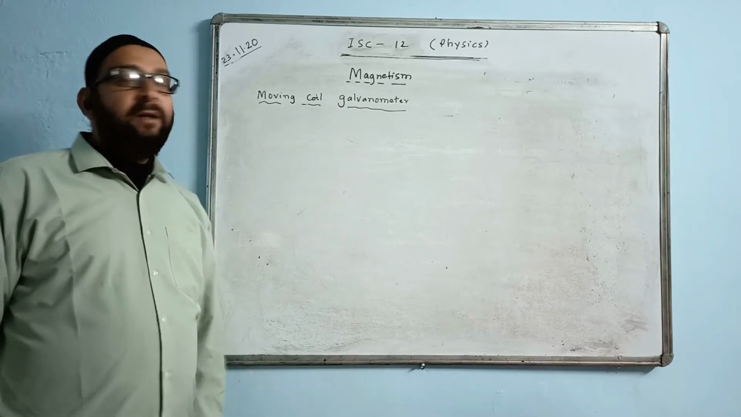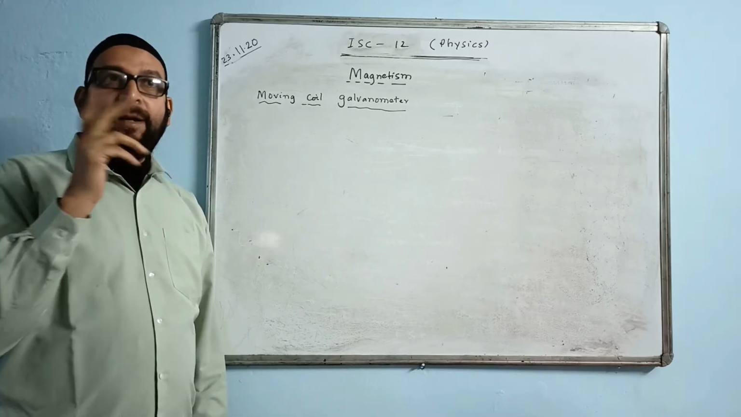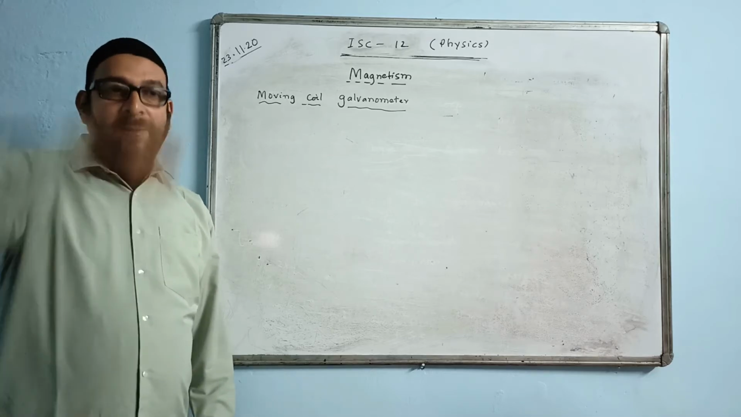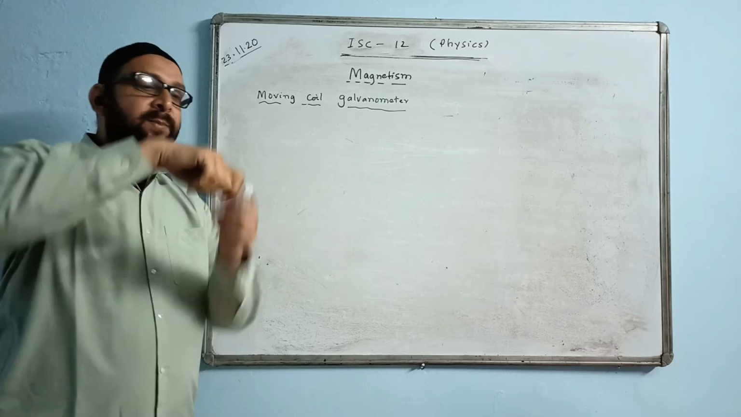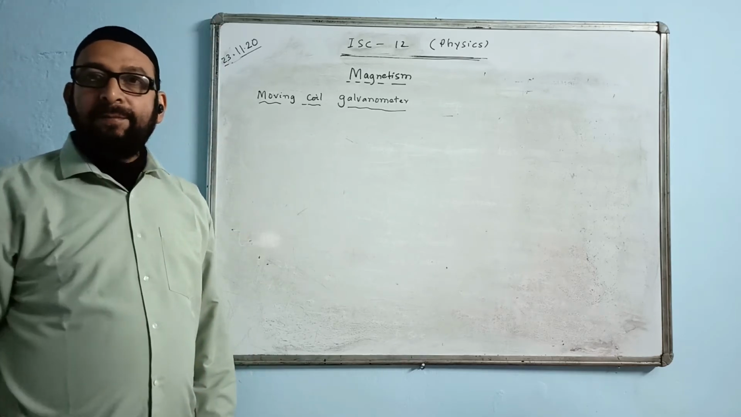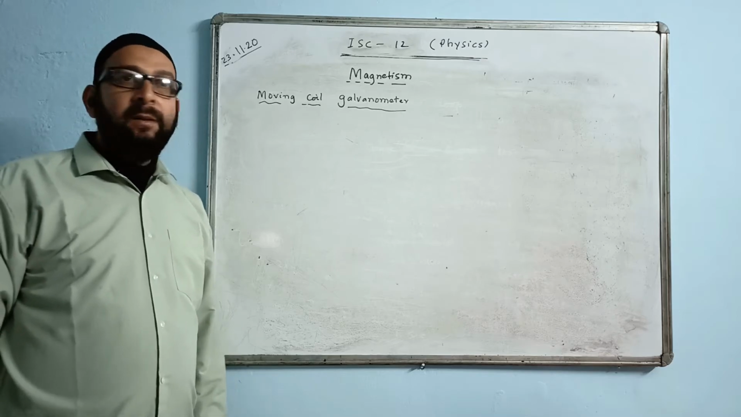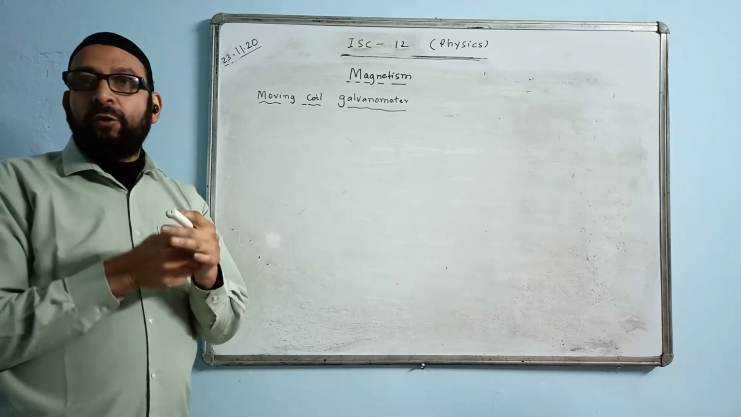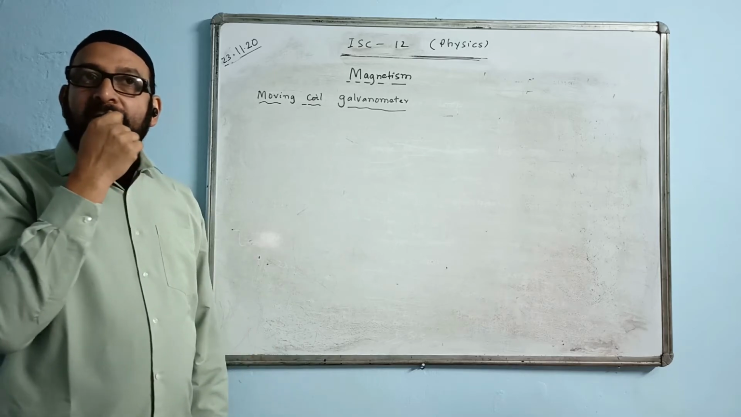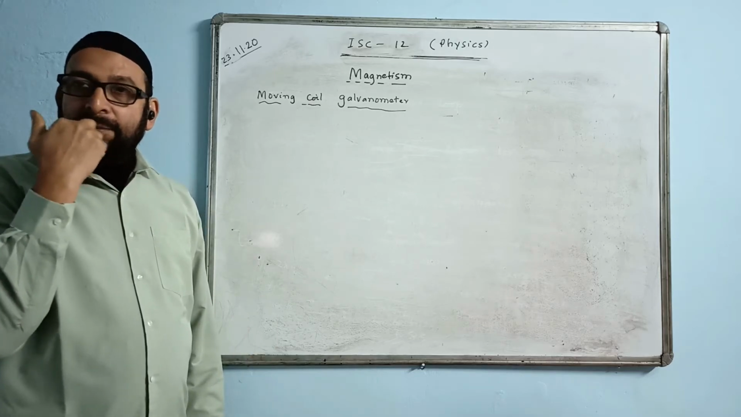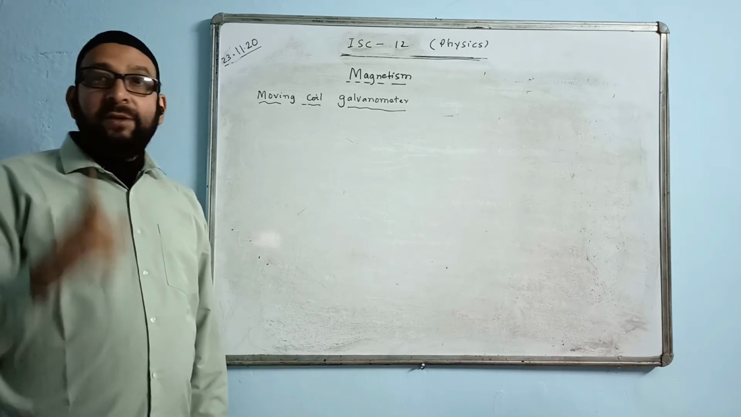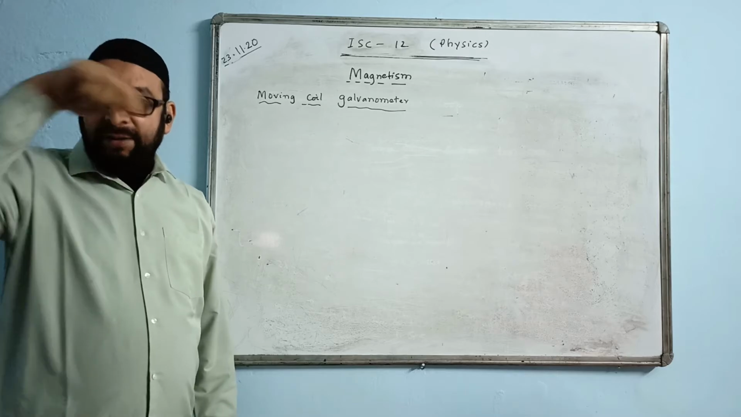So galvanometer can be of two types. One is suspended type, in which the coil will be suspended by a thread, and the other one is pivoted type. Pivoted type has the spring or the screw; with the screw it will be pivoted. The one which we used in the school lab is pivoted type, and the one which you have in the ICSE syllabus is suspended type.